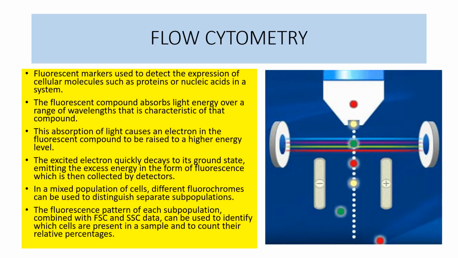The fluorescent compound absorbs light energy over a range of wavelengths which is characteristic of that very compound. This absorption of light causes electrons in the fluorescent compound to be raised to a higher energy level. The excited electron quickly decays to its ground state, emitting the excess energy in the form of fluorescence, which is then collected by the detectors.